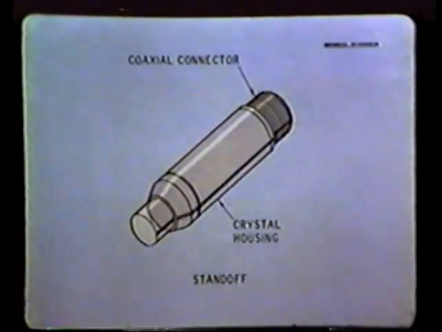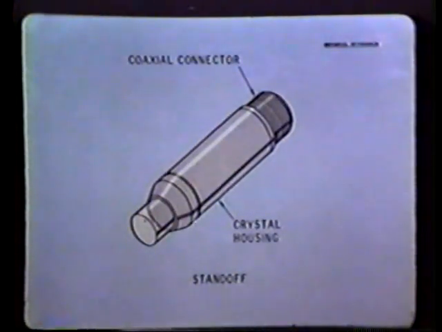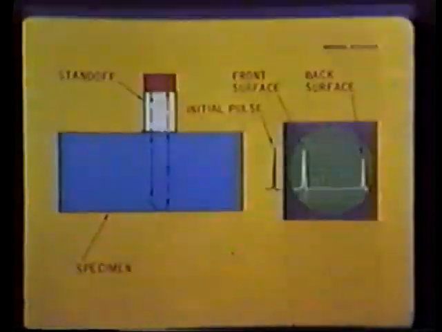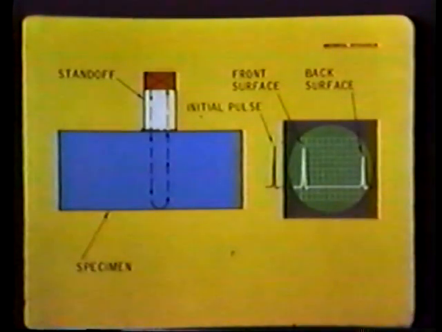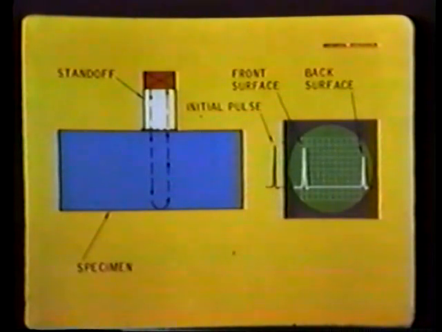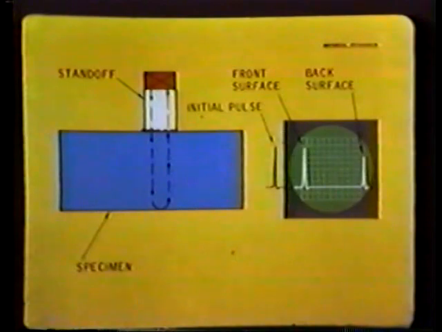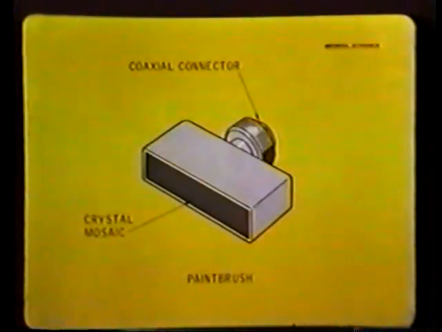A device frequently used in contact testing is the plastic block, or standoff, cemented to the face of the transducer. The standoff acts much like the water path in immersion testing. It separates the main bang, or initial pulse, from the front surface indication. It improves near-surface resolution.